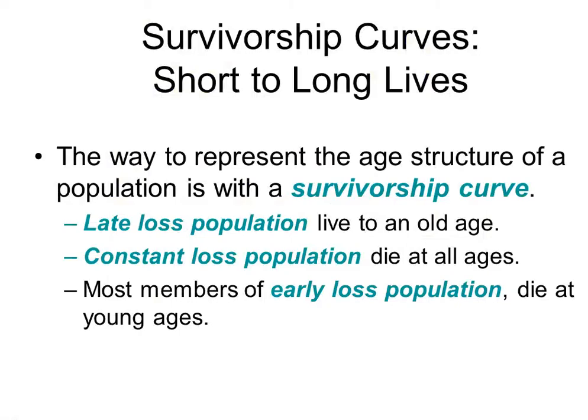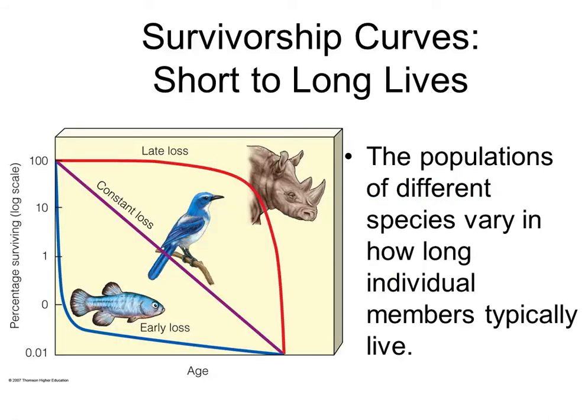The way to represent the age structure of a population is with a survivorship curve. Late loss populations live to an old age. Constant loss populations die at all ages. So most members of the early loss population die at young ages. And here are those three life survivorship curves that I referred to earlier.